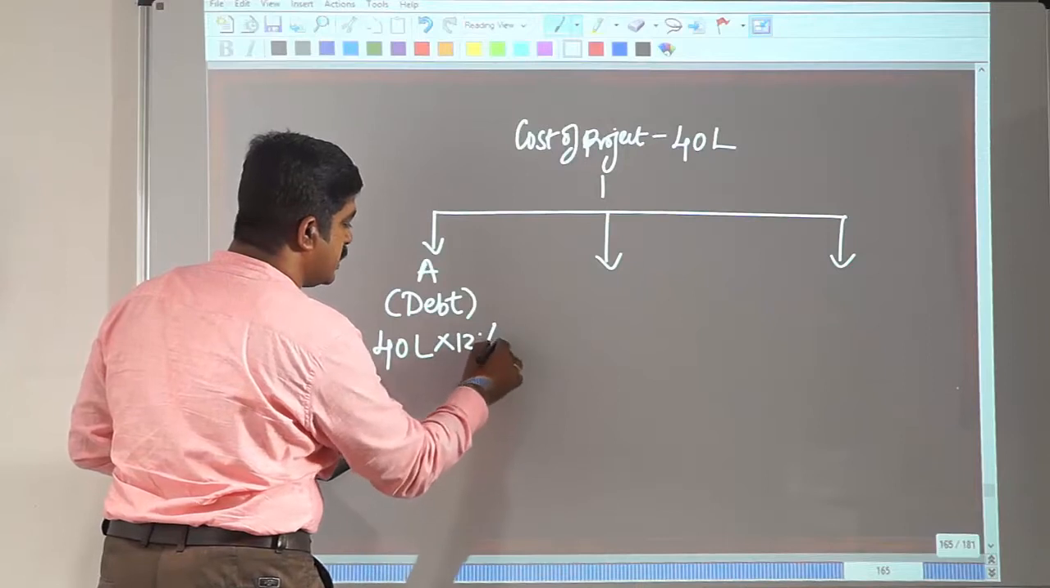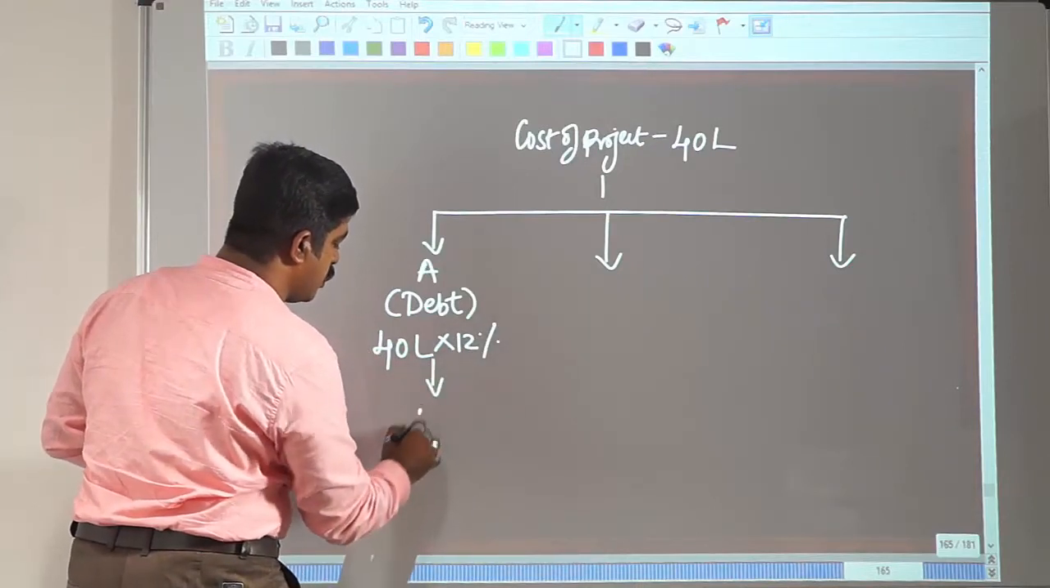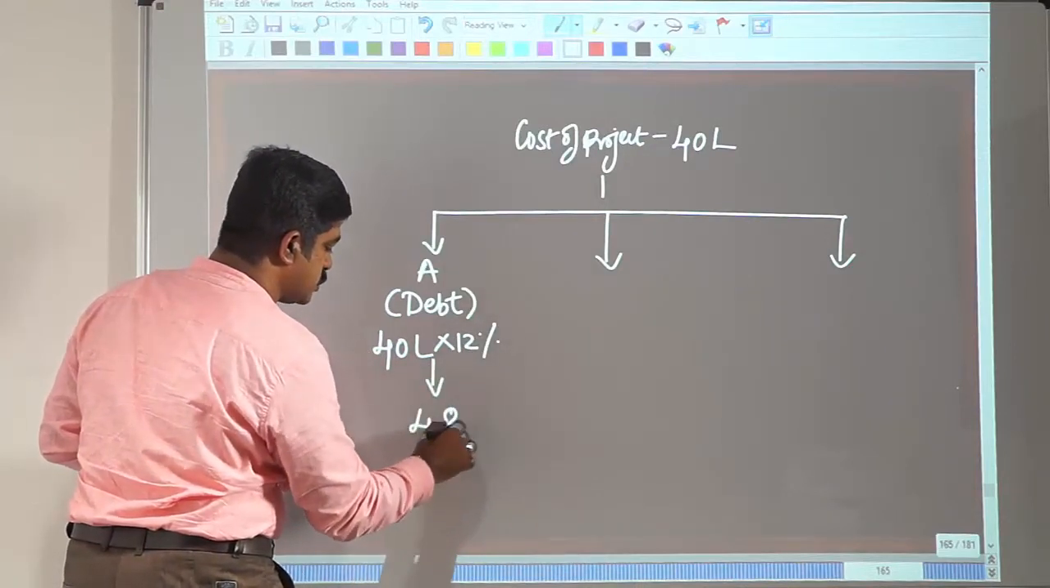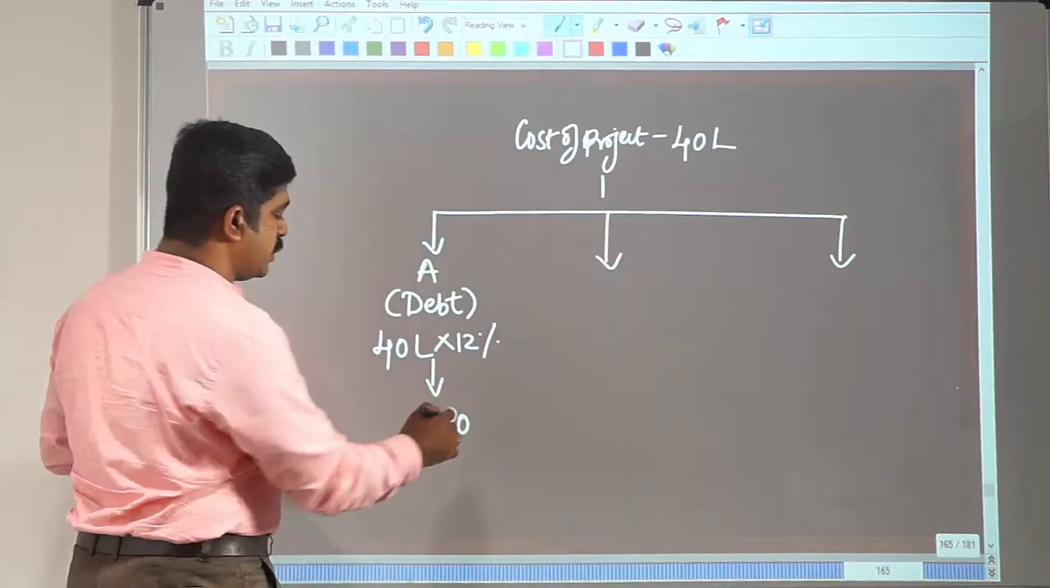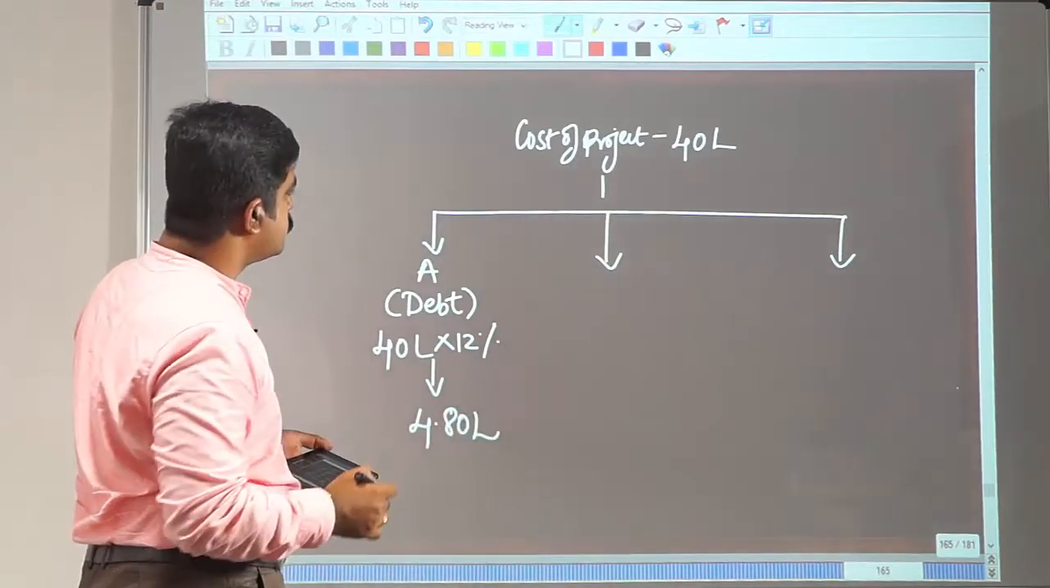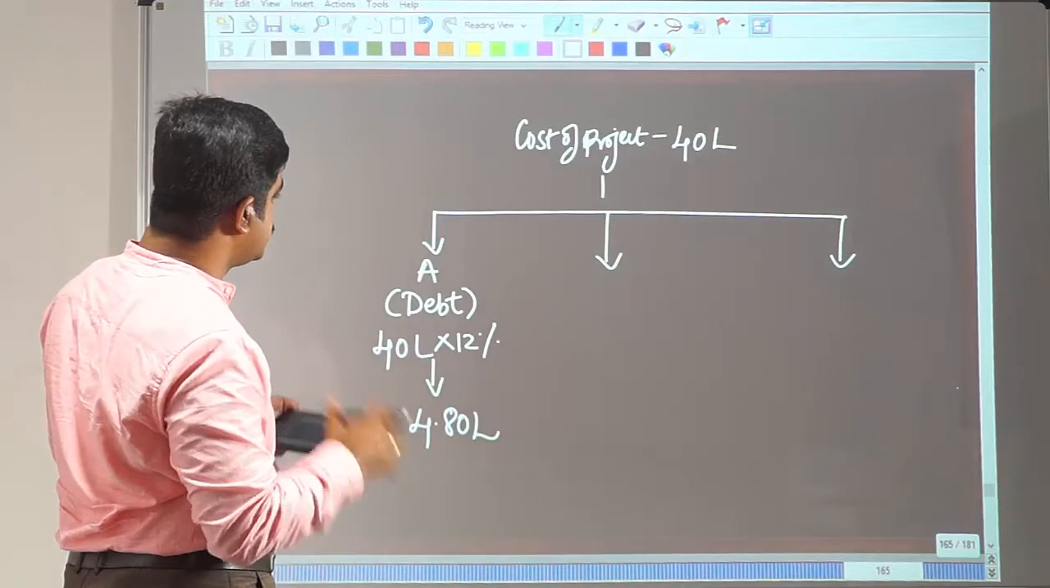So what is going to be the interest amount? Interest is going to be 4,80,000, so it is going to be 4.80 lakh. This is the case if it is debt.